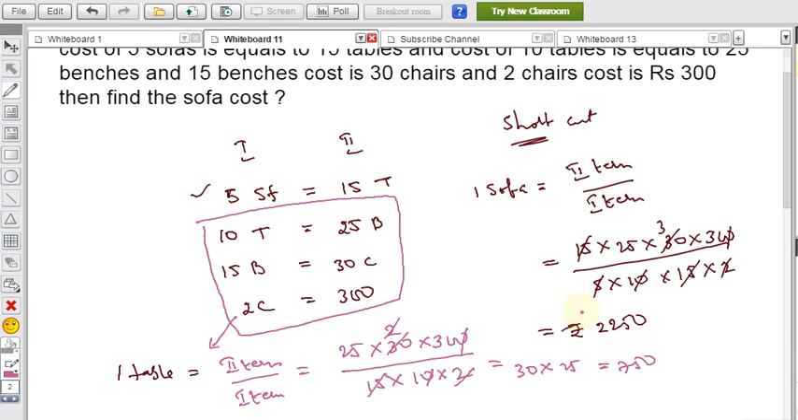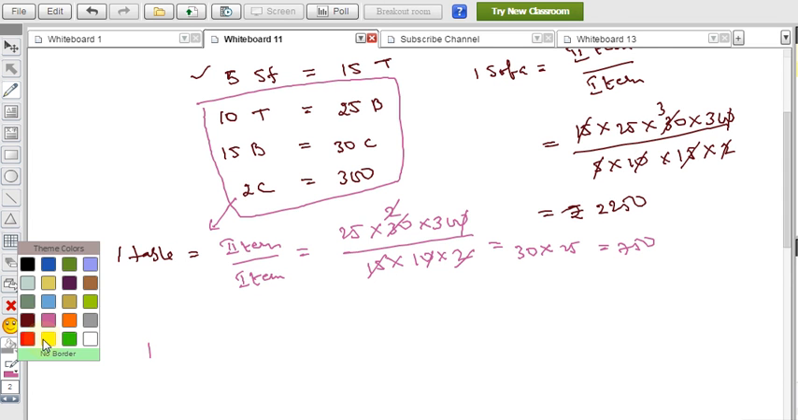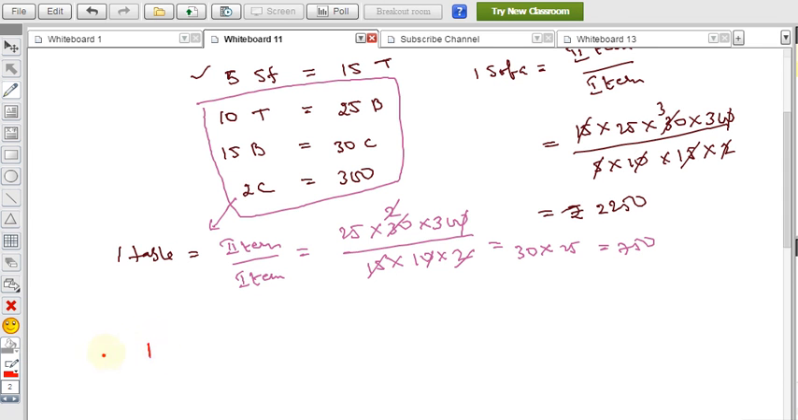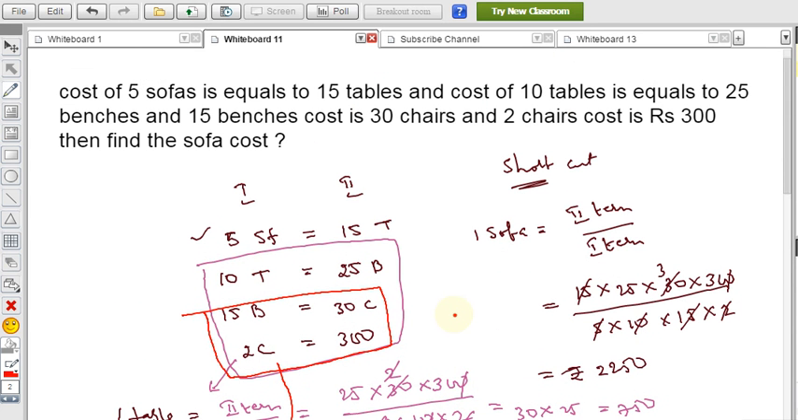If they ask the cost of 1 bench, bench data is only from second, third to fourth, right? That we can take. That is 30 into 300 by 15 into 2. 2 gets cancelled, 300. So one bench cost is rupees 300. So with a simple method, we can solve problems like these. If they give the data in this format, this is for ratio and proportion, instead of taking the total of everything.